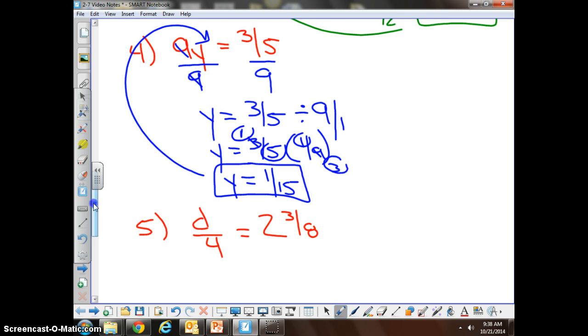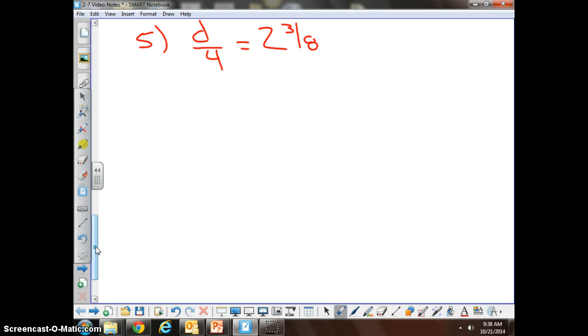Last example, number 5. D over 4 equals 2 3/8. We have a mixed number. Let's rewrite our problem. Let's rewrite it as D over 4 equals 2 times 8 is 16 plus 3 is 19. We've got 19/8. How are we going to get the variable by itself? We have a division problem with the variable involved, D divided by 4. You undo division by multiplying. So we're going to multiply by 4 over 1.